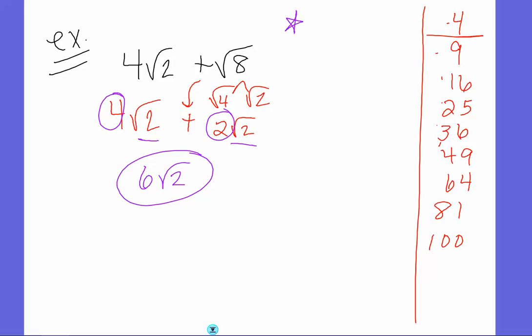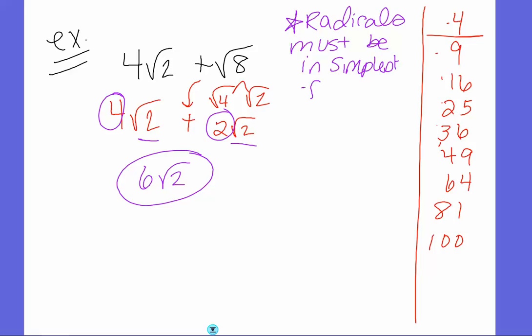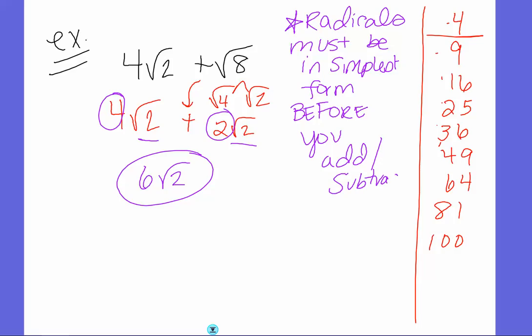So you might want to write a note to yourself that radicals must be in simplest form before you add or subtract. Okay? Radicals must be in simplest form before you add or subtract.